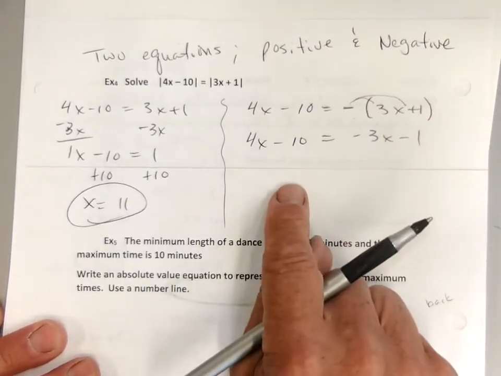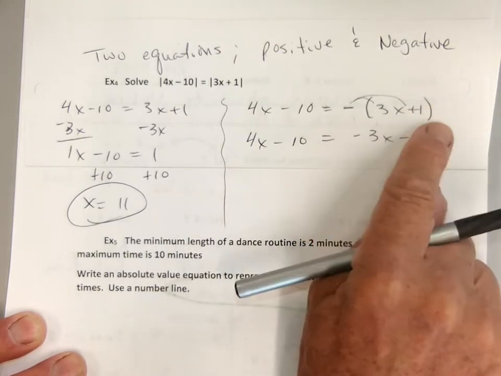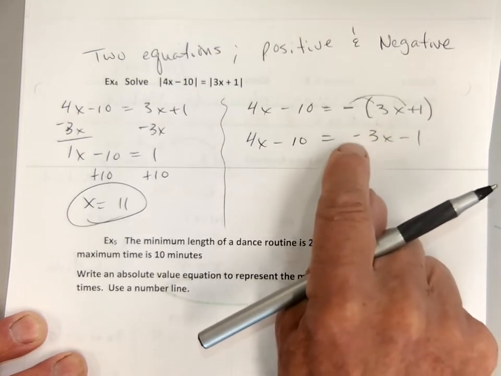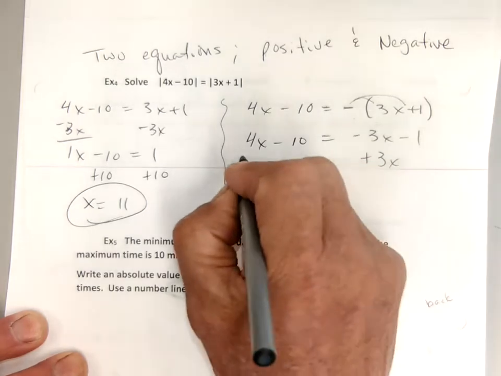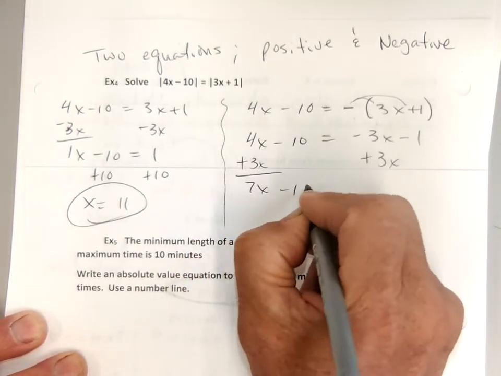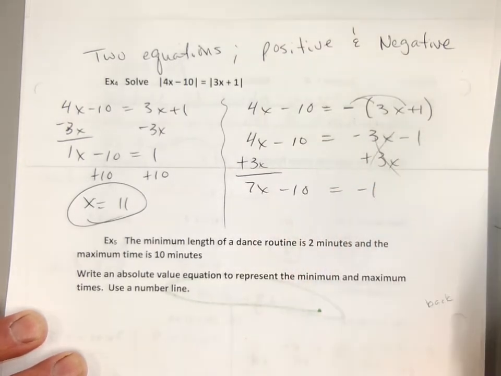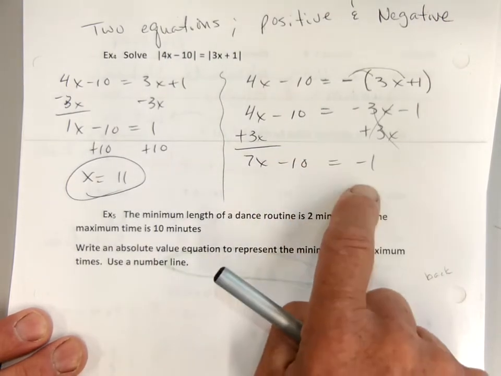On the second equation, we're just going to solve the same way. We did bring the negative through, so let's solve. I'm going to add 3x, because that's subtract 3x. I'm going to do the opposite. I'm going to add 3x. And I get a 7x minus 10 equals negative 1. Plus 10, plus 10.